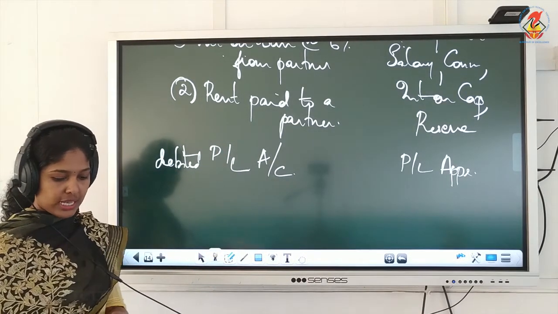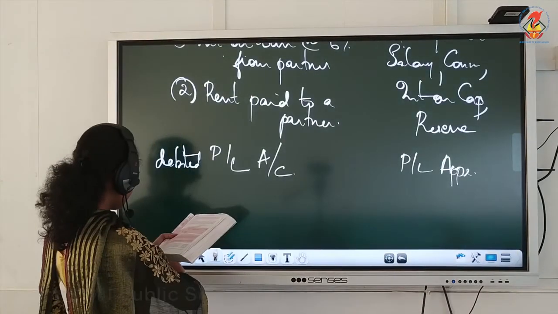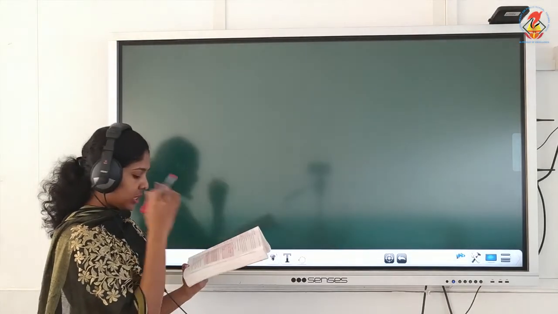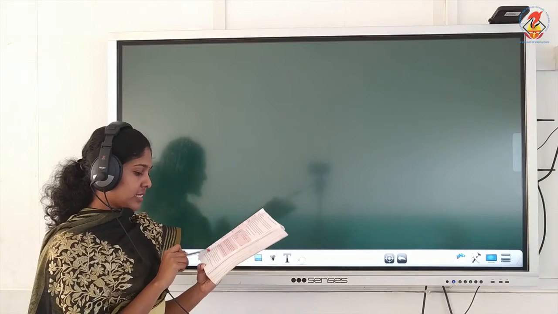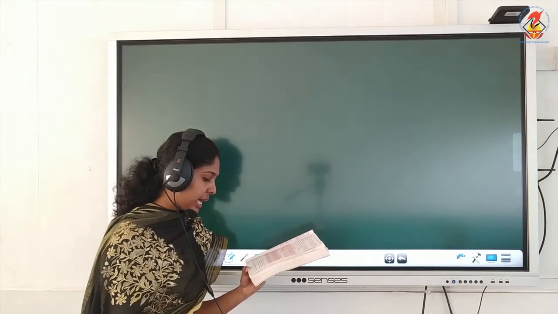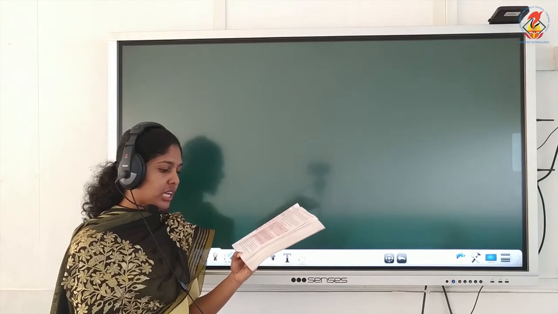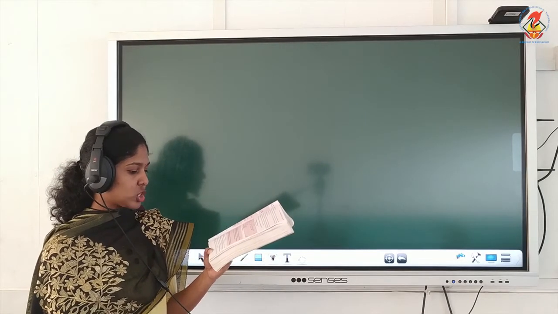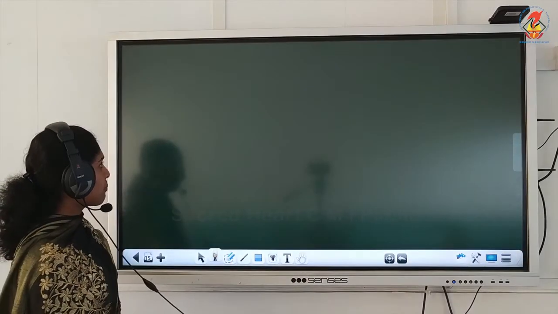We will work out illustration number 9, where they are asking you to write journal entries also. Now we will leave the journal entry, we will just prepare the P&L appropriation account. Asim and Nihar are partners. They started with capitals of 3 lakhs and 2 lakhs. Nihar is to get salary, Asim to get commission of 10%. After allowing salary, interest is to be allowed on capitals. Then the profit sharing ratio is given. The firm earned net profit. You have to prepare the P&L appropriation account.